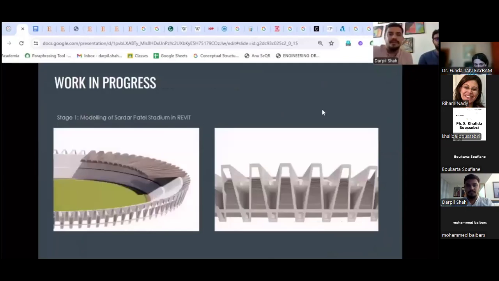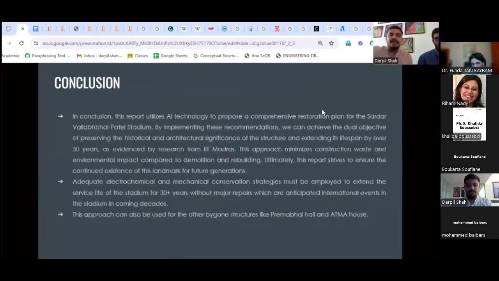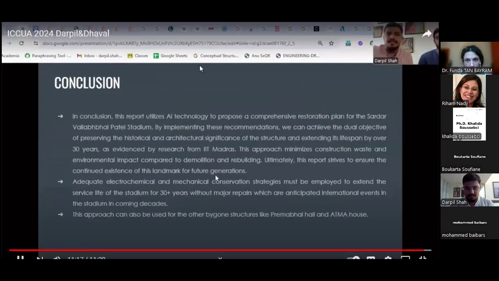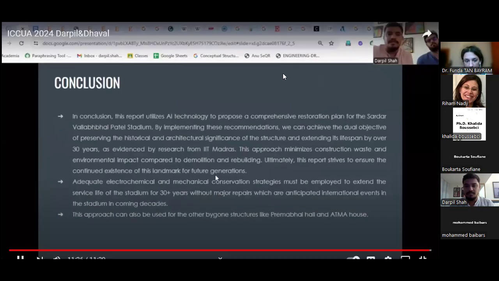So here we can say that in our stage 1, the modeling is happening in Revit. Then in stage 2, we are monitoring the structural damages happening on the site, and we are incorporating these things into the models. And lastly, the use of AI in the comprehensive restoration plan, which will be done with the help of the recommendations provided through the restoration plans and the proposals, which will be prepared at the end of this research.